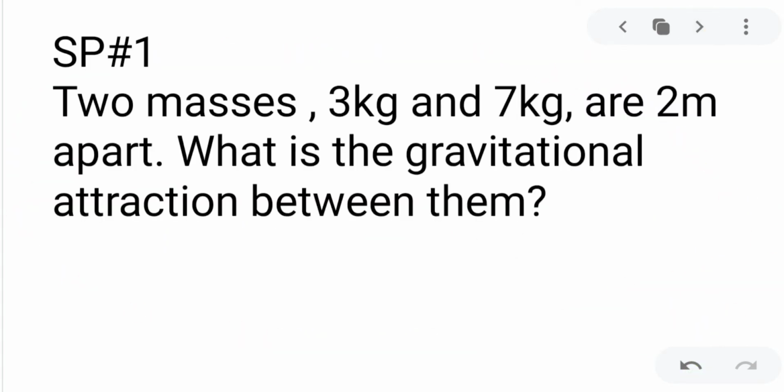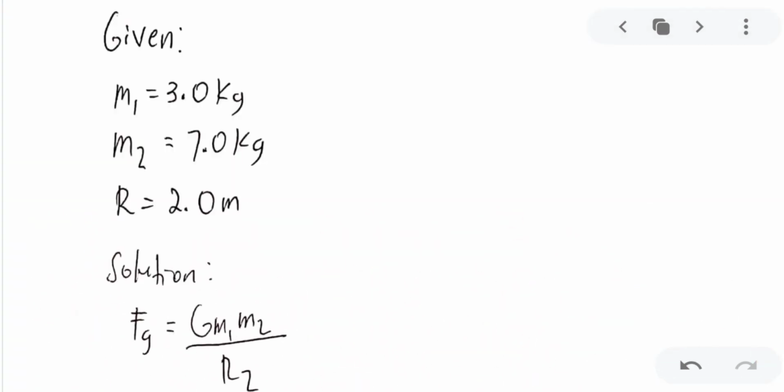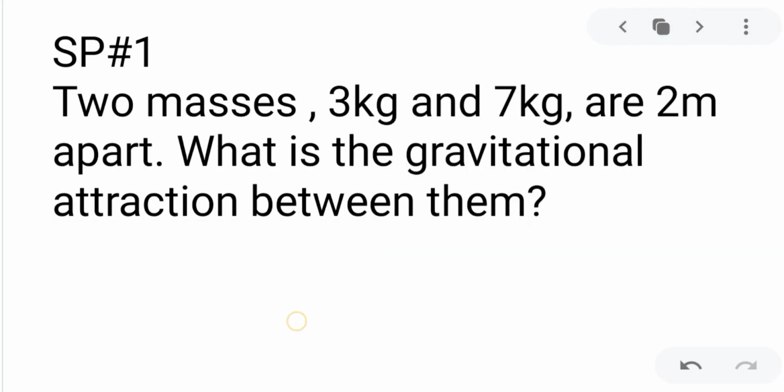For sample problem number 1, I have two masses, 3 kg and 7 kg, that are 2 meters apart. What is the gravitational attraction between them? In this case, you are given the following values: mass 1 is 3.0 kg, second mass is 7.0 kg, and the r, or the separation or distance, is 2.0 meters. The solution we are going to use is the force of gravity equals the gravitational constant multiplied by its masses over r squared. We are using this because we are looking for the gravitational force, since gravitational attraction connotes the gravitational force.